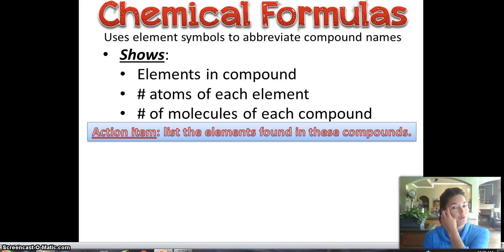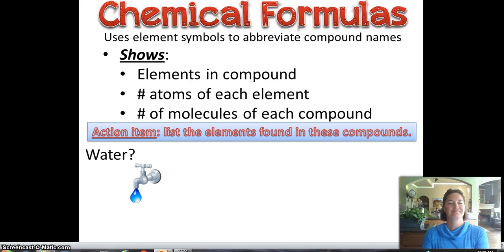Your action item for today's Wix is to list the elements found in these following chemical formulas, which represent compounds. So I want you to turn your Wix over. You're going to write the chemical formula, and then you're going to list the elements that are found in that formula.